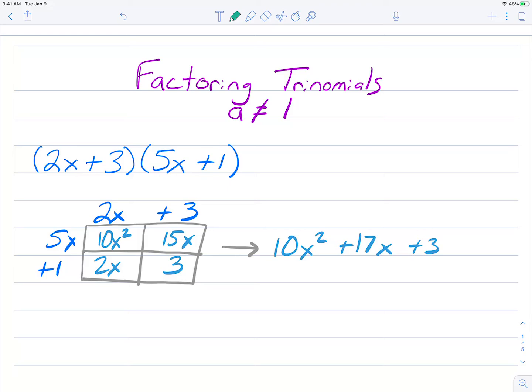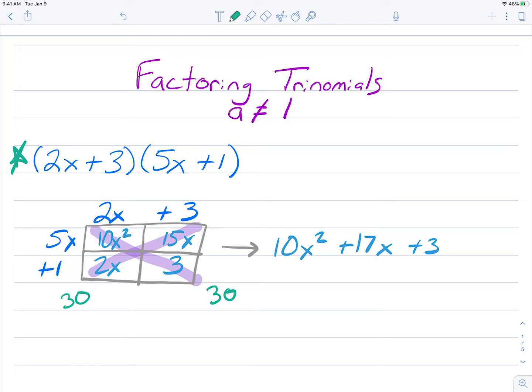So what we've done before is we've taken a problem such as 2x plus 3 times 5x minus 1, and we've multiplied it, and we've used the box. For a problem like this, I've already multiplied it. And if you combined our like terms, you got an answer of 10x squared plus 17x plus 3. But I want to show you a couple of things about the box that are kind of interesting. First of all, if you were to multiply the coefficients of the diagonals, 10 times 3 is 30, and 15 times 2 is also 30. This is going to be true in every single box. The diagonals multiply to the same number.